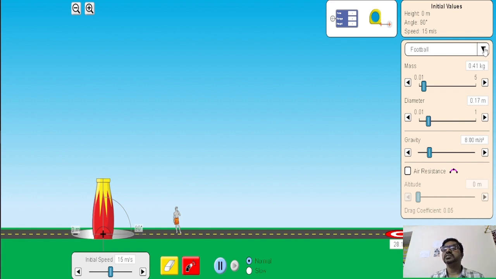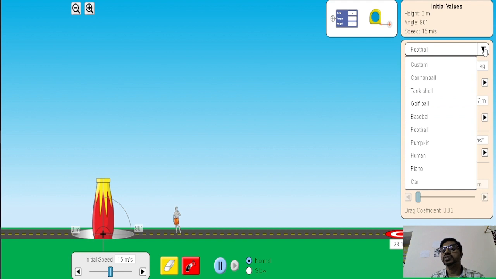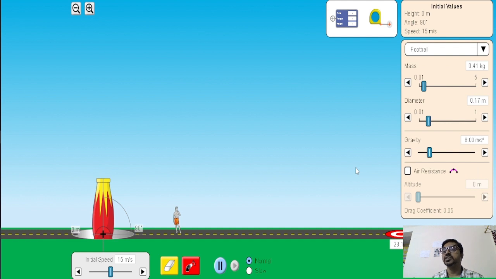On the right hand side, you can choose the object to be projected. You can have your own custom-made object, or otherwise you can choose one from here. Cannonball. It looks like pumpkin would be messy. A human being you can project from the cannon, or maybe a piano or a car. You can project different objects. You can also change the mass of the object, and the size of the object, a bigger ball or a smaller object.